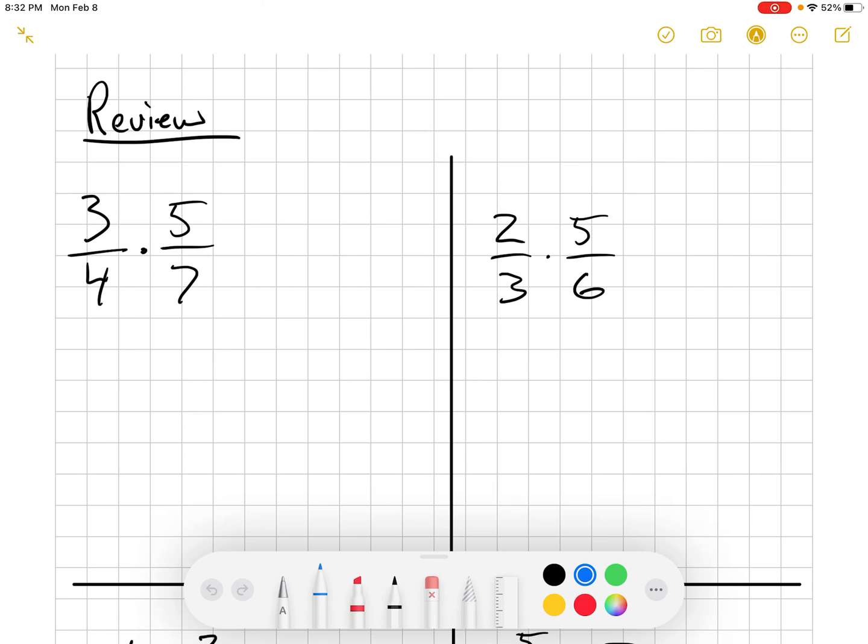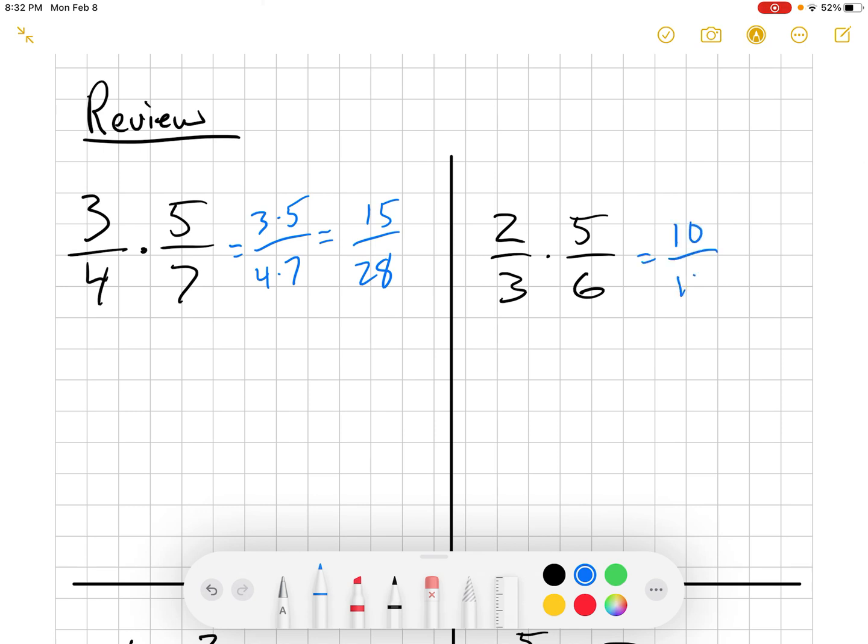Just as a little reminder, when we multiply fractions, we multiply our numerators. So this is 3 times 5, and this is 4 times 7, right? Those are denominators. 3 times 5 is 15, 4 times 7 is 28, okay? Sometimes we also get problems where we multiply our numerators. 2 times 5 is 10, 3 times 6 is 18, and we do need to reduce. So don't forget that sometimes we need to do that, and in this case we can divide both of them by 2, and I'm going to get 5/9.